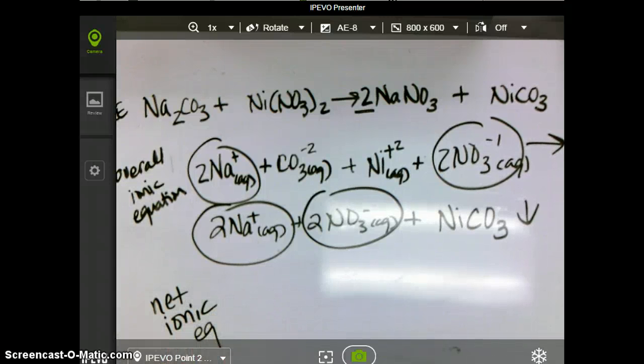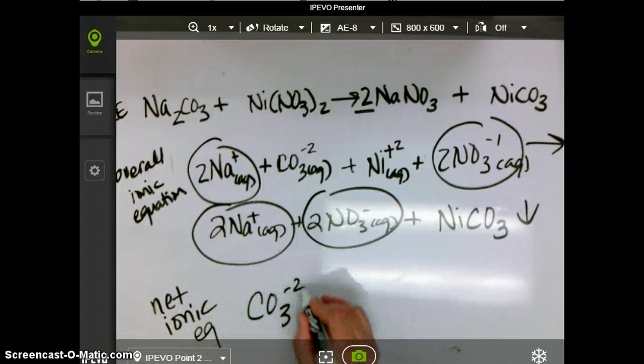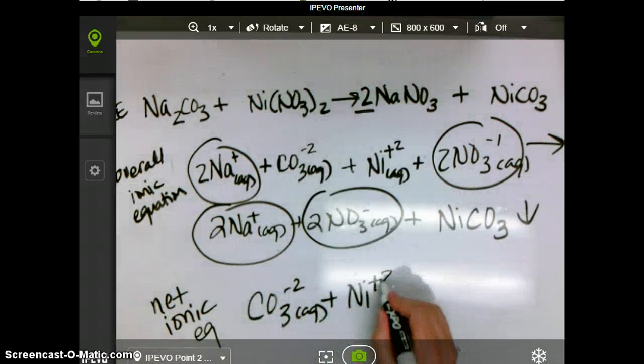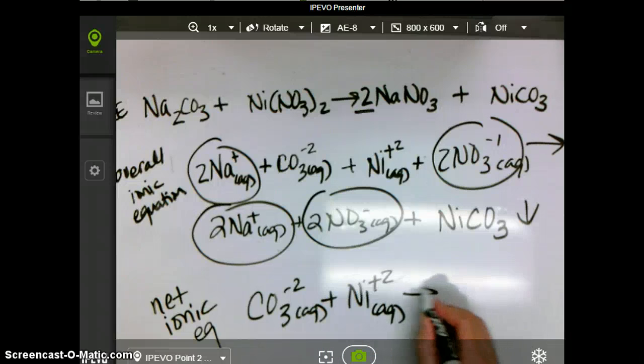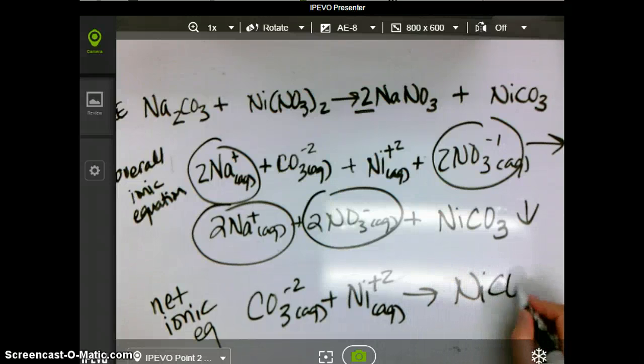And in the net ionic equation, I rewrite the overall ionic equation, but I leave out the spectators because they're not really involved in the reaction. So I've got my carbonate ion, which was dissolved in solution, is going to combine with my nickel 2 ion, which was dissolved in solution, and it's going to form my PPT nickel 2 carbonate, which settles to the bottom of the test tube. The final step, I'm actually going to have to erase the board to represent.